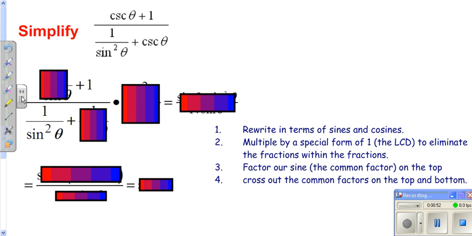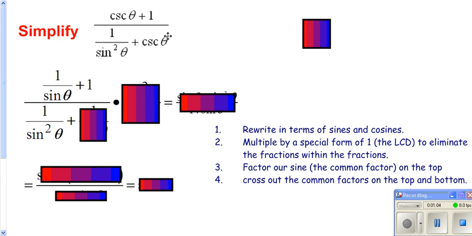We now need to simplify this. A lot of times it's easier to just go ahead and turn everything into sines and cosines. Not always, but a lot of times that works. So we'll replace your cosecant with 1 over sine. Replace this cosecant with 1 over sine.